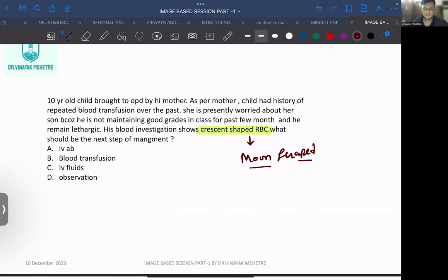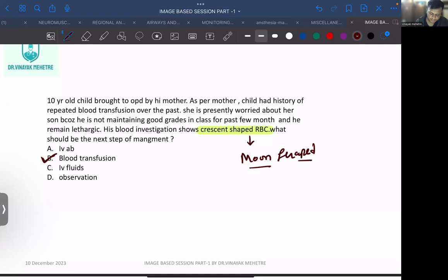Now they have twisted the question like this. You have to choose the best answer, right? Crescent shape, sickle cell anemia. The RBCs are becoming sickled or crescent shape. So RBC for RBC, blood for blood. So the best answer will be blood transfusion. Okay, the best answer should be blood transfusion.